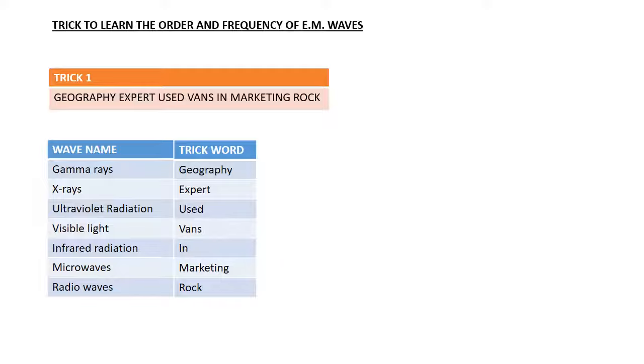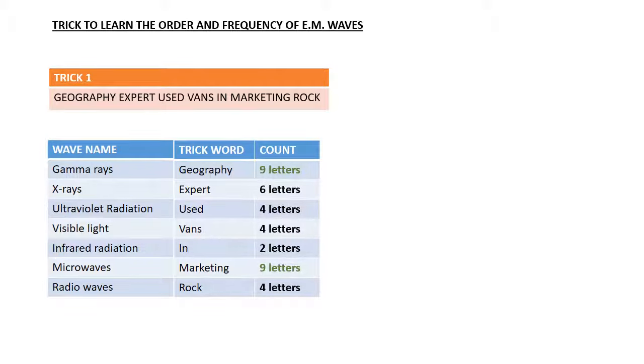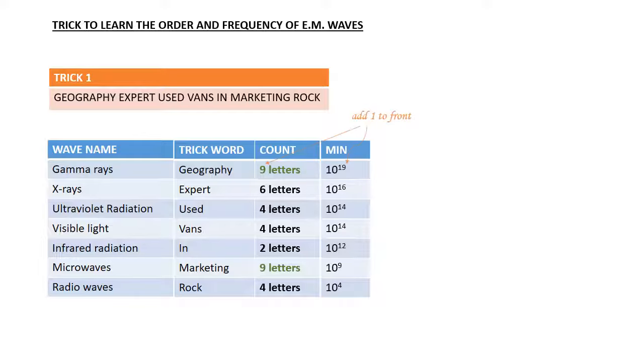Another advantage of this particular sentence is that you can count the number of letters in each trick word. For example, there is geography with 9 letters, expert with 6 letters, used with 4 letters, and all these letters actually signify the frequency of each of these waves. So for gamma rays, the frequency is 10 to the power 19, and 9 is indicated by the word geography. You just have to add 1 in front of the 9 until it reaches the word marketing. Once you reach the word marketing, you need not add 1 in front of 9. You can just write it as 9 and 4.